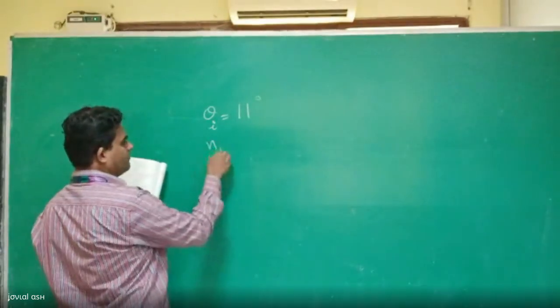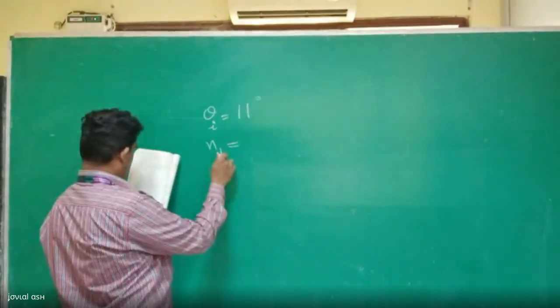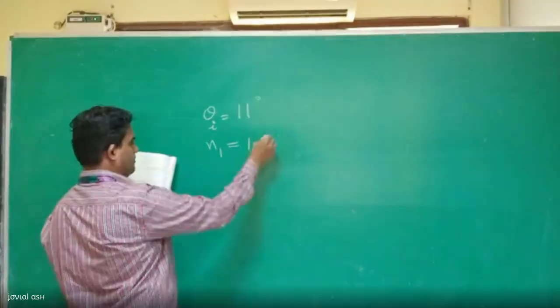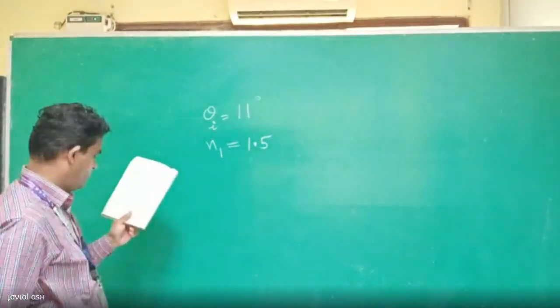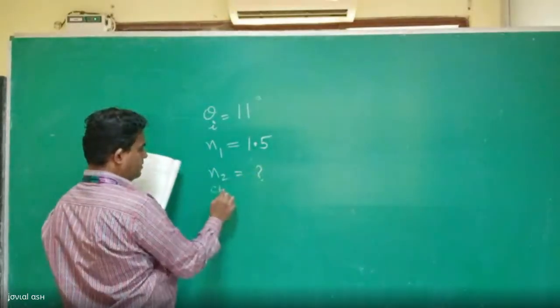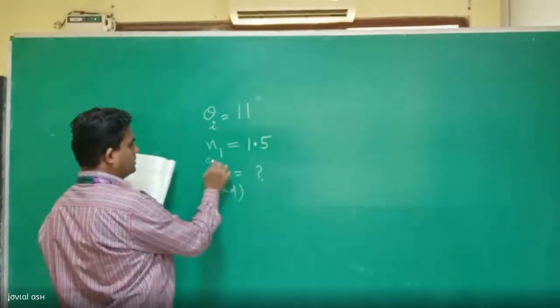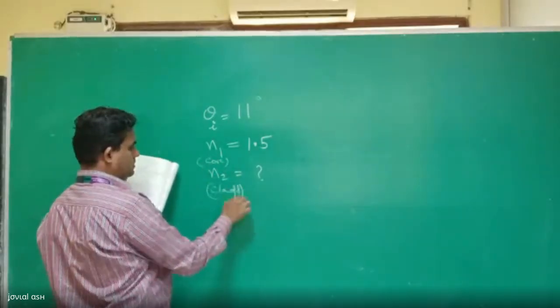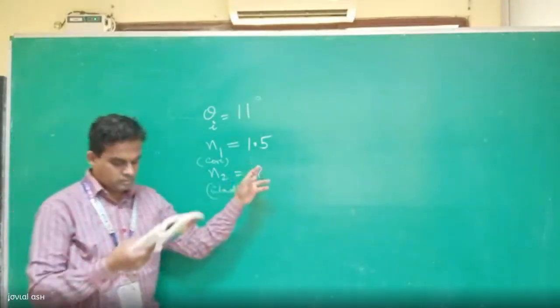The refractive index of your core is equal to 1.5. Find the refractive index of the cladding. The core is given, and you have to find the clad refractive index. So this is your question.